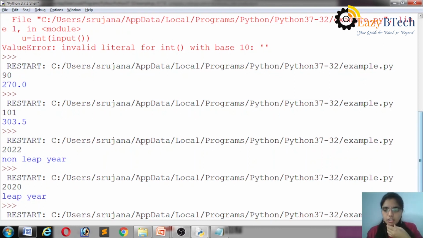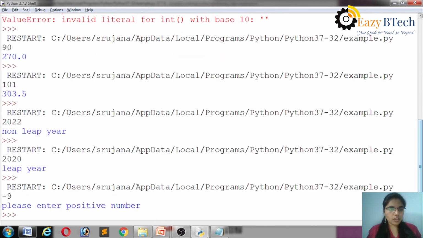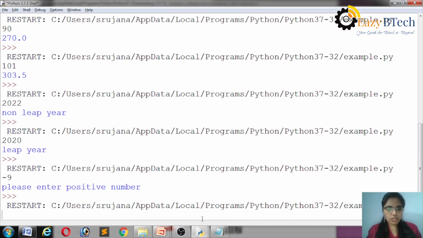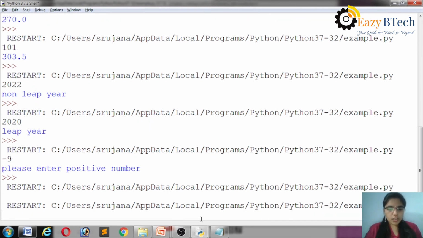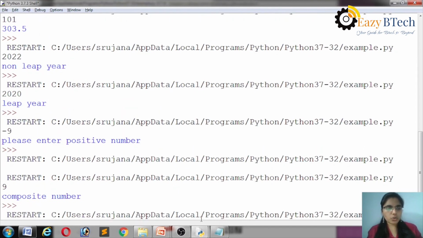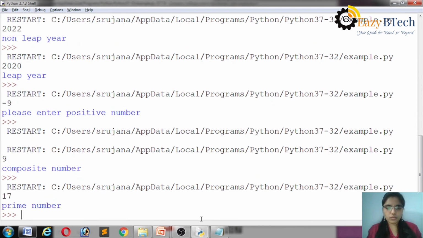If I enter a negative value, -9, it says please enter positive number. If I enter a positive number, for example 9, is 9 prime or not? It is a composite number. Again I am executing, 17. Is 17 composite or prime? Prime. Then the answer is prime number.